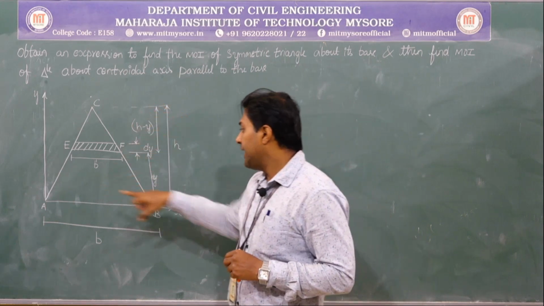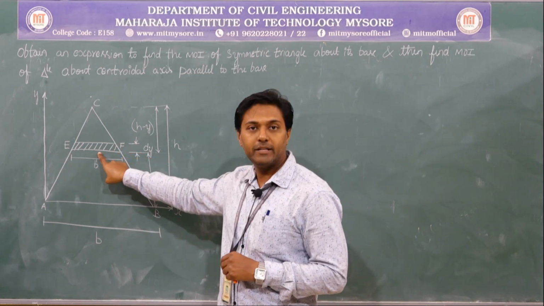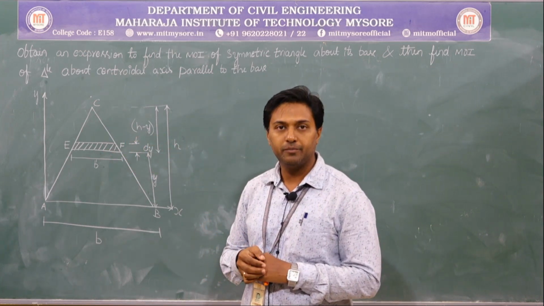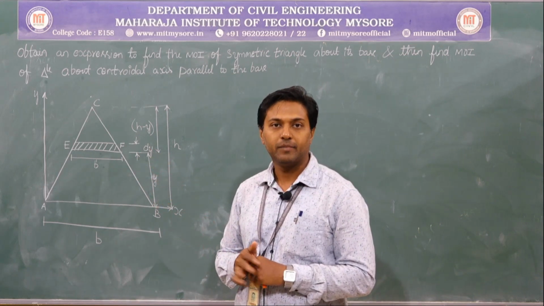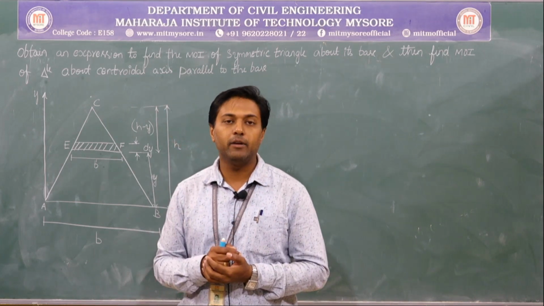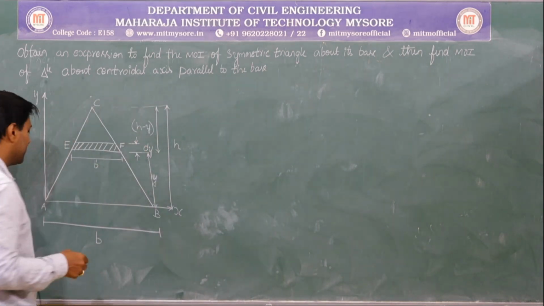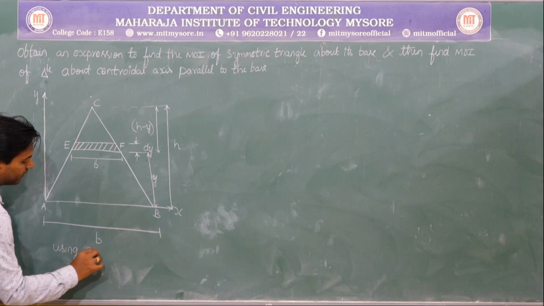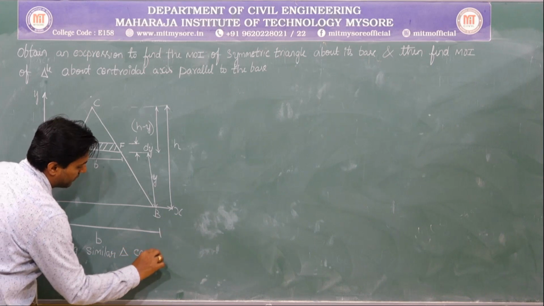Okay, so mark my points. Consider a triangle ABC of area half into base into height. Also consider an elemental strip EF of width b dash and depth dy as shown in figure. That elemental strip is at a distance y from x-axis. Now I will be using the concept of similar triangles. I think you people are very much familiar with the concept of similar triangles. So using similar triangle concept, observe here.